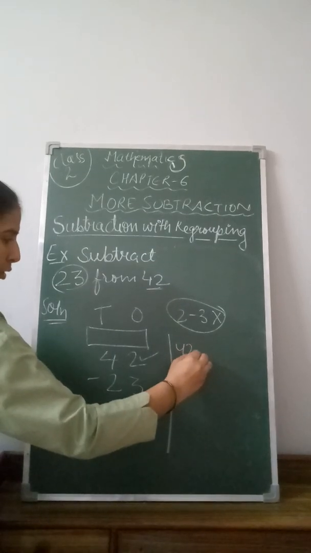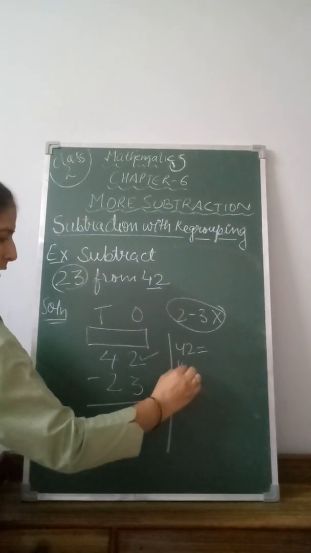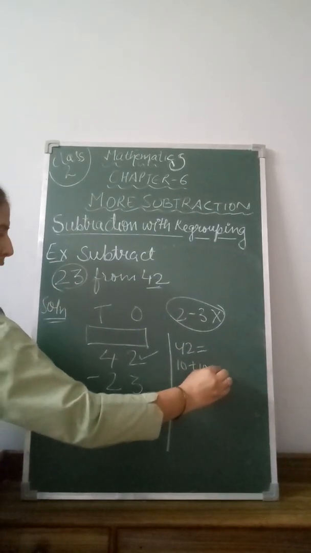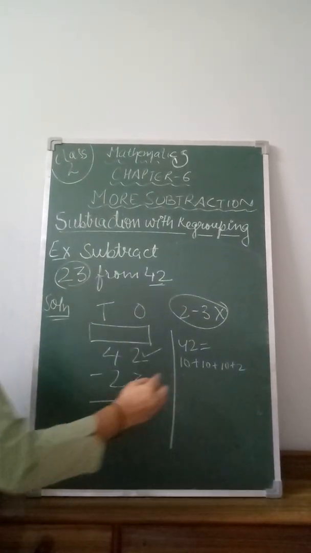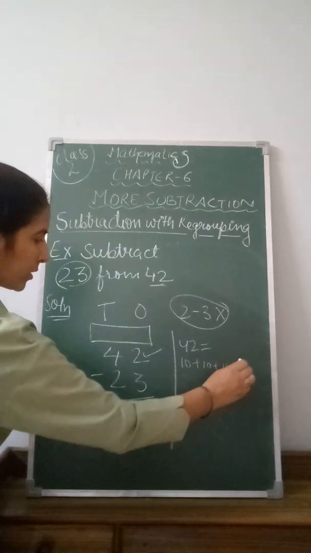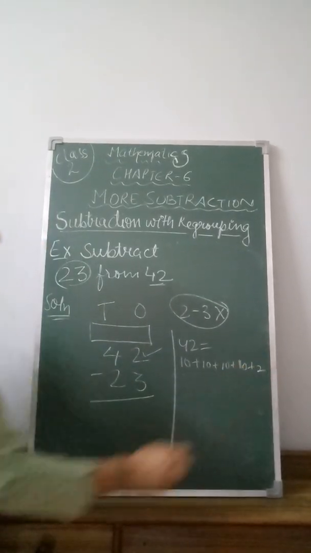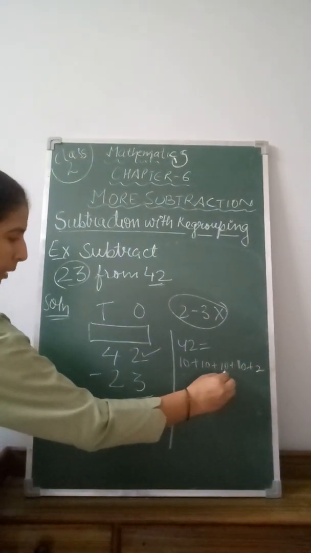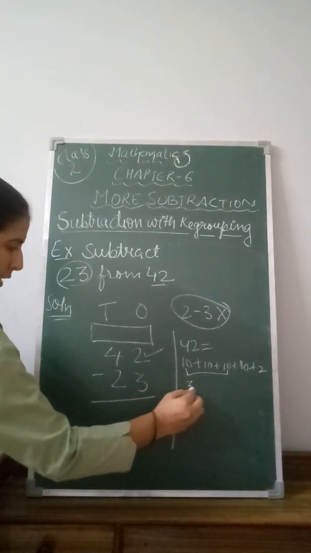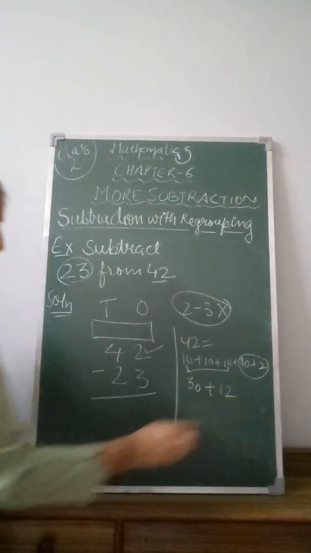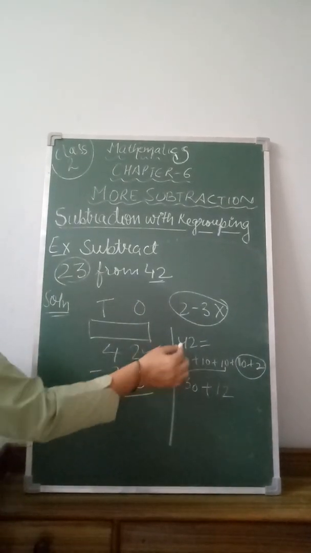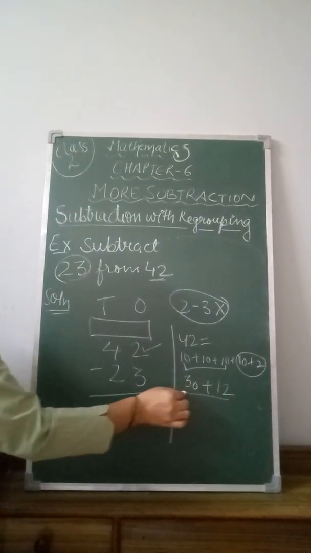This is 42. We can write this 42 as 10 plus 10 plus 10 plus 10 plus 2. Right, we can write like this. We can regroup this number. This time I just make a group of this as 30 plus, and this is another group 12. This is another way to write this number.